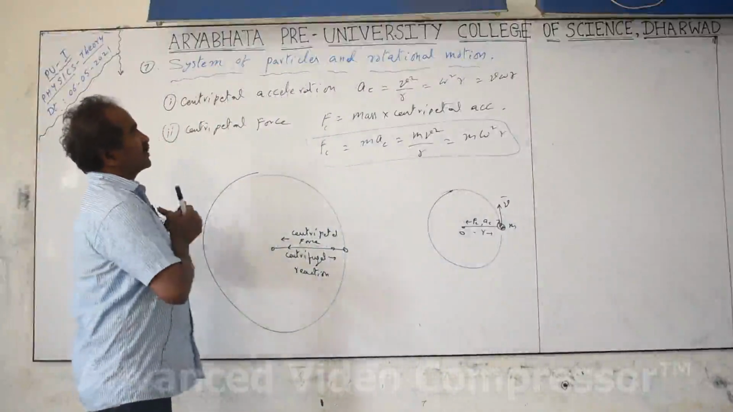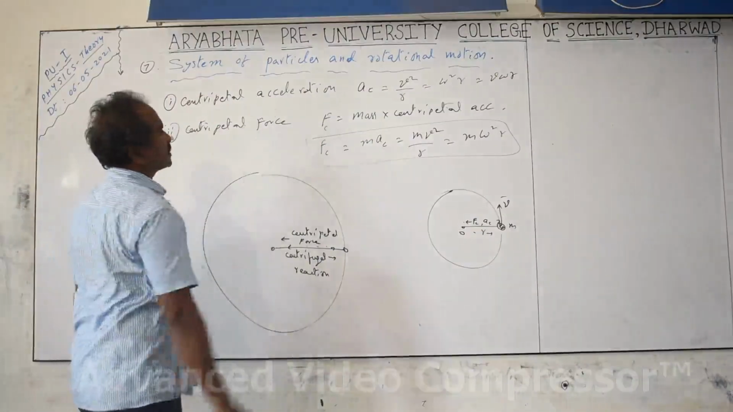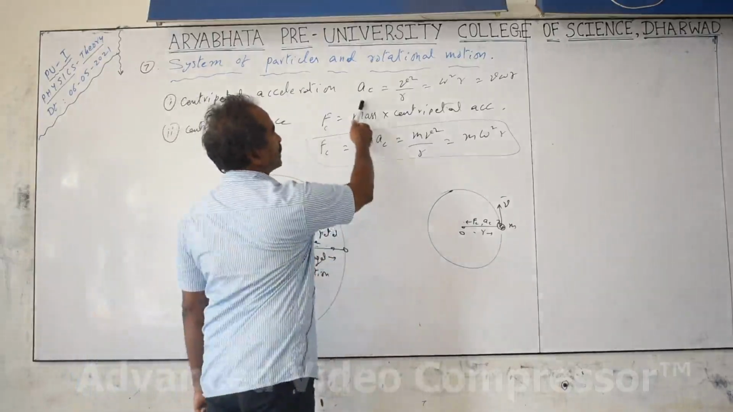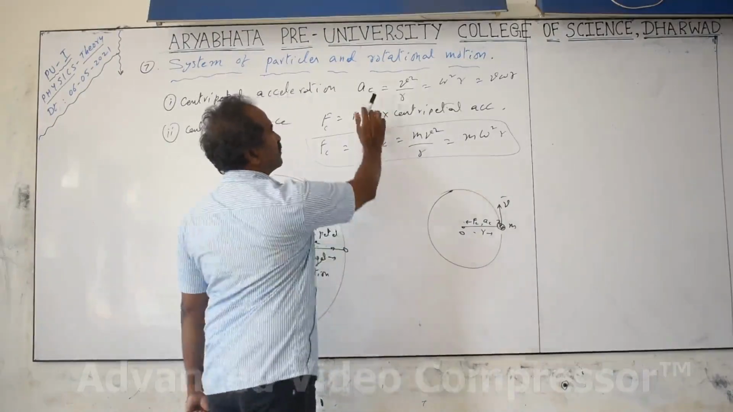The system of particles in rotational motion, that circular motion only we are still discussing. The centripetal acceleration we have already discussed; the derivation was done in the previous class in the vectors topic. Centripetal acceleration is v square by r, or omega square r, or v omega. It is independent of the mass.